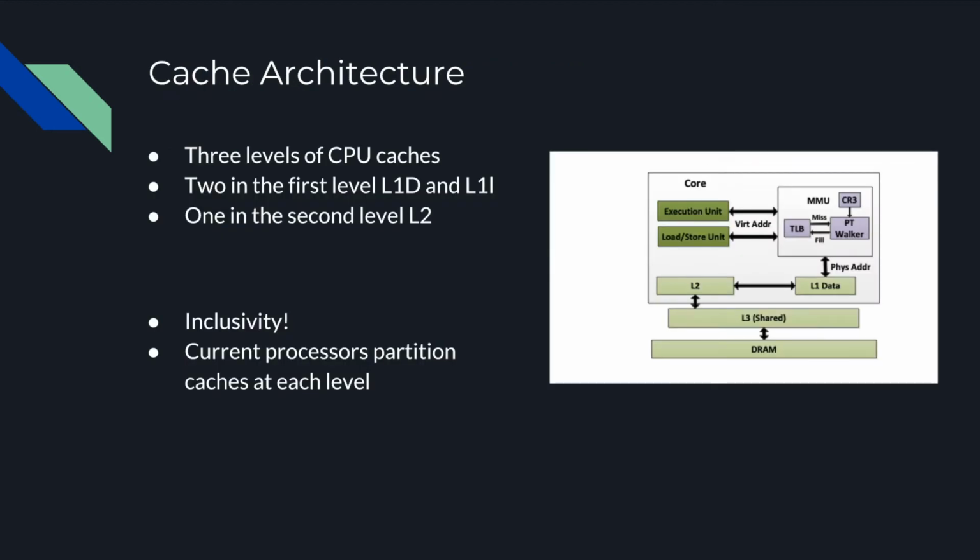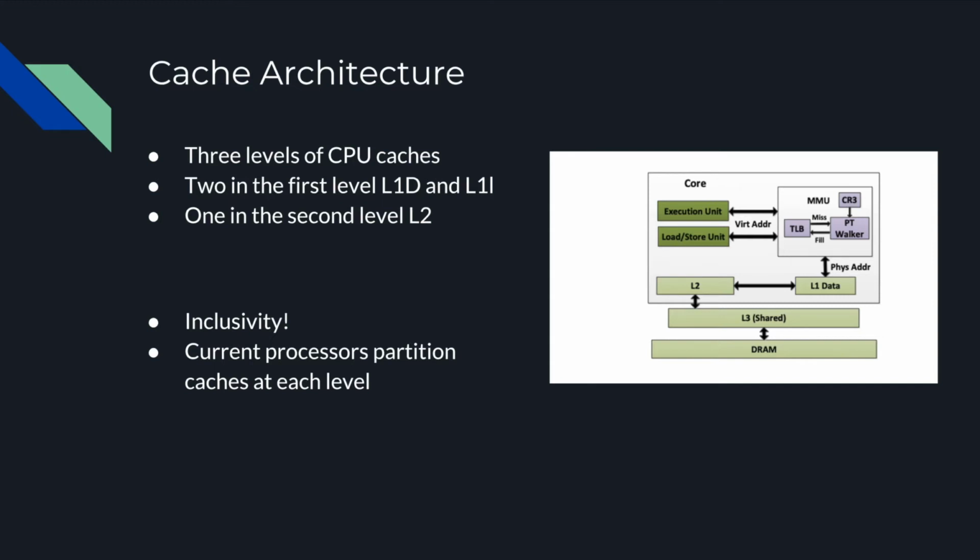So just a quick overview of the cache architecture. So we have three levels of CPU caches, and caches that are close to the CPU are smaller and faster, and caches further away are slower but can store larger amounts of data. And there are two caches at the first level, L1D and L1I. These are used to cache data and instructions respectively. And the cache at the second level, L2, is a unified cache for both data and instructions.